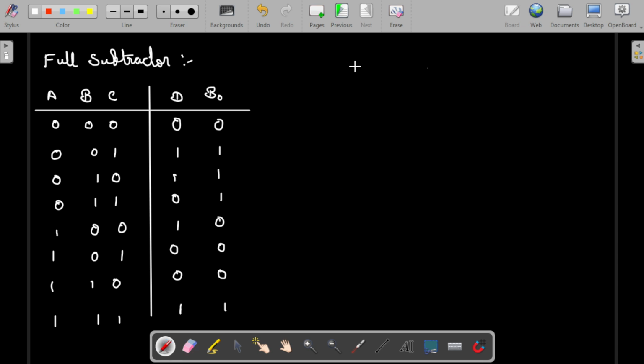So if we take 1 0 1, here the difference will be 1, and 1 1 will change to 0. So no borrow needed, and no difference is there either. So that is one thing. This is how we completed this truth table.